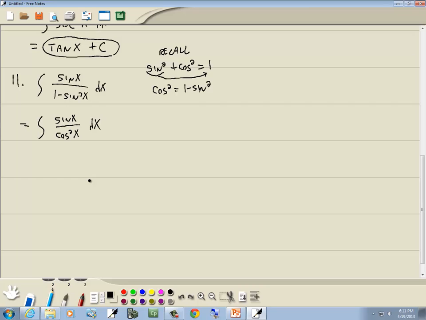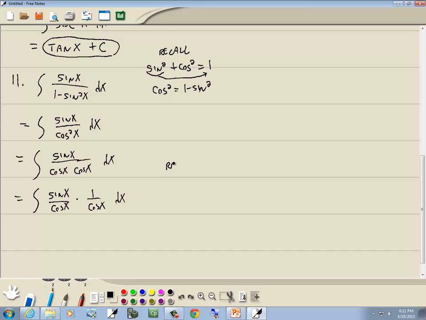Now I know I can split this up. I can rewrite this as sine over cosine squared, which is cosine times cosine, dx, which I can rewrite as sine over cosine times 1 over cosine. Because look at it going backwards. Sine times 1 is sine. Cosine times cosine is cosine squared.